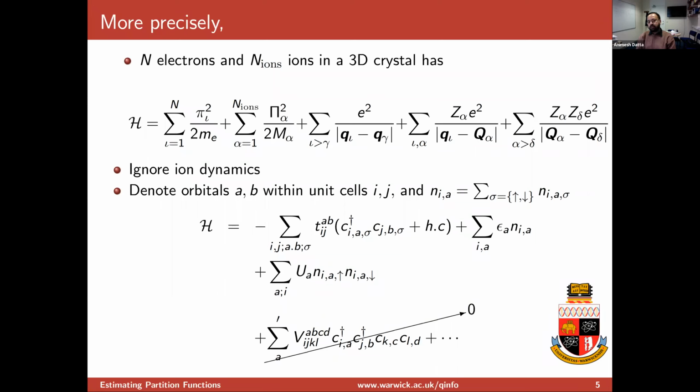But what we typically do when we have a problem of strongly correlated fermions or strongly correlated electrons is we ignore the ion dynamics, which are much more massive. Then we choose some orbitals and some unit cells, and then we write a Hamiltonian in the spin operator basis. So we have the hopping terms, we have the site energies, we have the interactions, and then we have longer range interactions and so on and so forth.